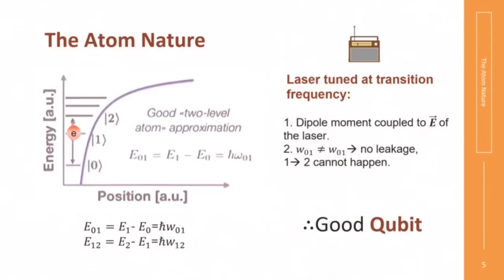So what characteristics should a qubit exhibit? The atomic nature should first be discussed. Under the microwave tuned at a specific transition frequency, the energy separation is not the same for every pair. Notice that the E1, E01, and E12 are different in this case. So this means that there will be no leakage in the system. In other words, the electron can be moved from 0 to 1 state, however, it cannot go further, for example, from 1 to 2 state. So this can be considered as a good 2-level atom approximation.